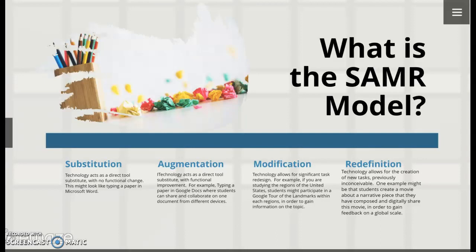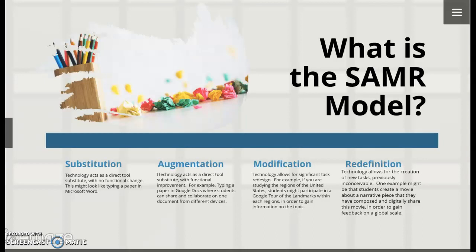Moving on is augmentation. So in augmentation, technology acts as a direct tool substitute with functional improvement. So for example, this might be typing that paper in Google Docs instead of Microsoft Word, where students can share and collaborate on one document from different devices, as well as provide feedback for one another.